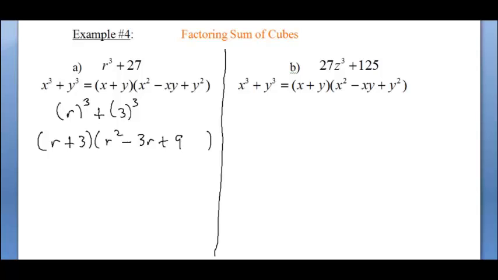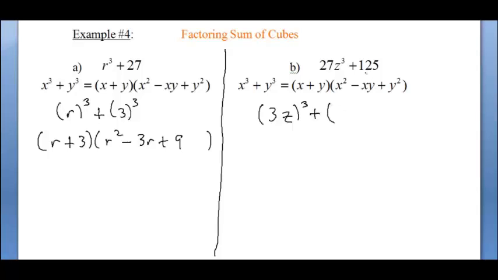Again, we have the sum of cubes. We have 27z cubed plus 125. So our first step is to determine what cube gives us 27z cubed. And that would be 3z to the third power, or 3z cubed, because 3 cubed is 27, and z to the third power is z cubed, and it's a plus sign in between.